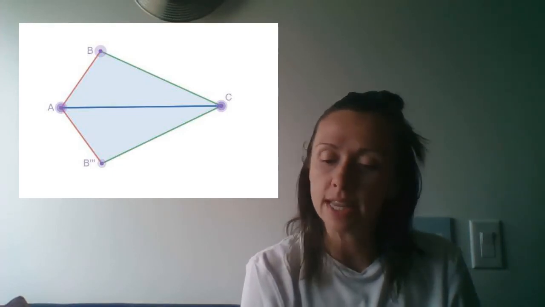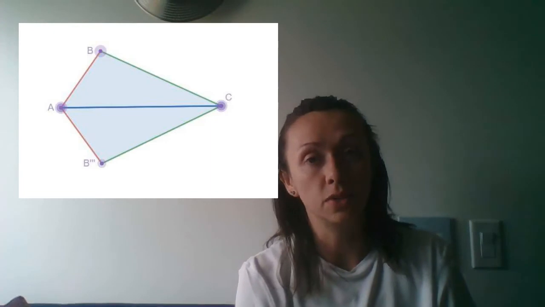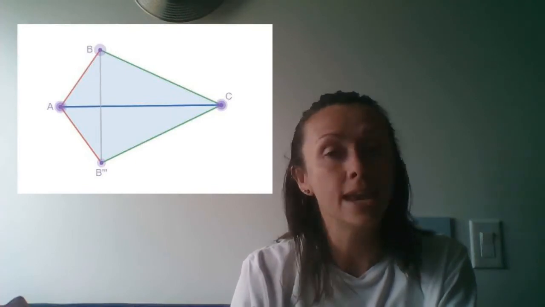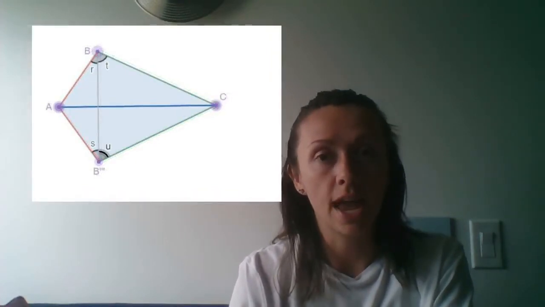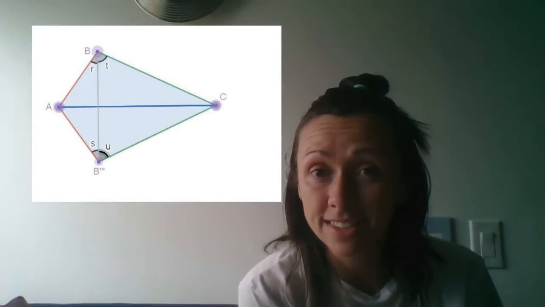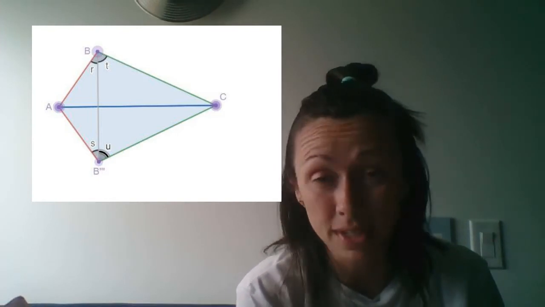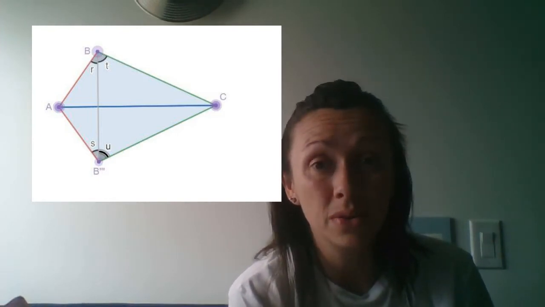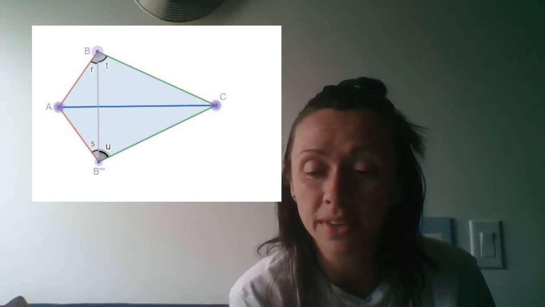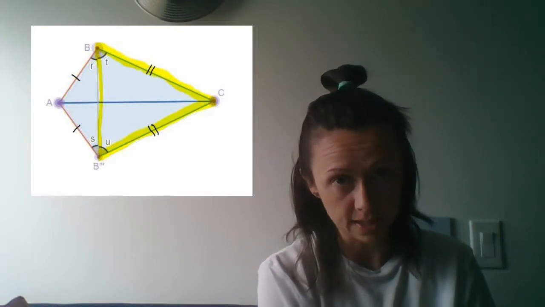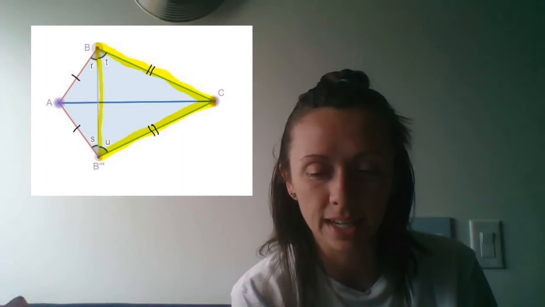First, let's add a construction. Let's draw an auxiliary line from B to B prime and label the angles created by the auxiliary line as R, S, T, and U. Since AB is equal to AB prime and CB is equal to CB prime, we know that these two triangles we're looking at now are isosceles. So triangle ABB prime and triangle CBB prime are both isosceles. So what else is that going to tell us?